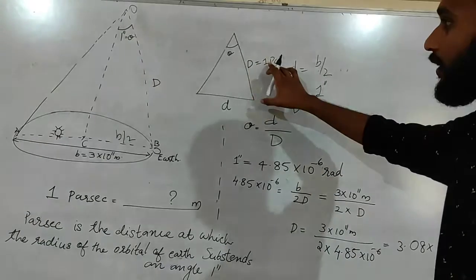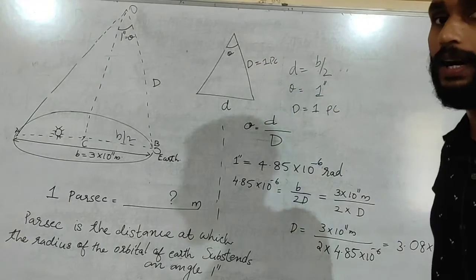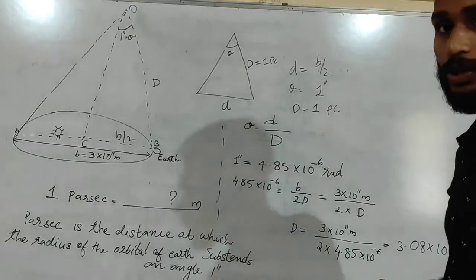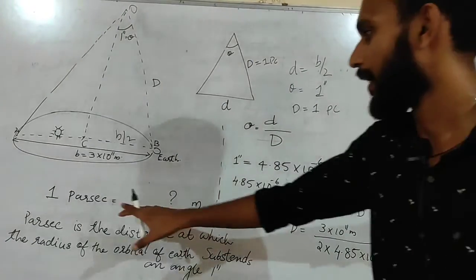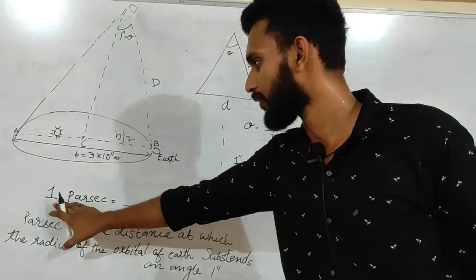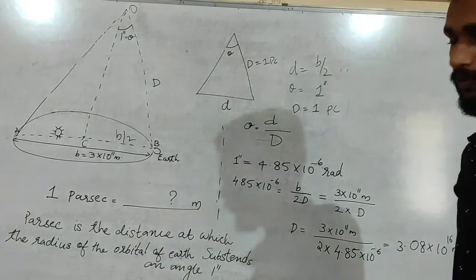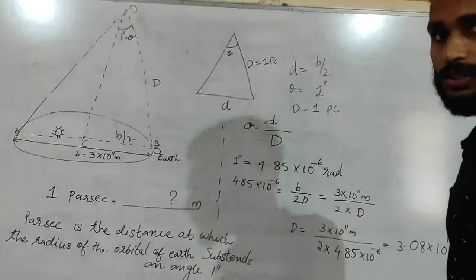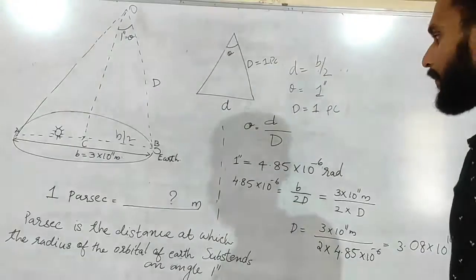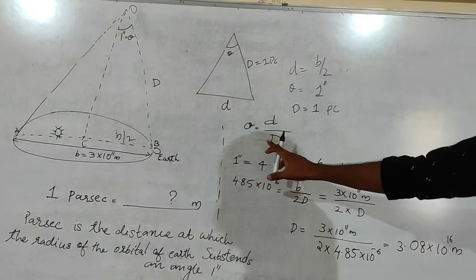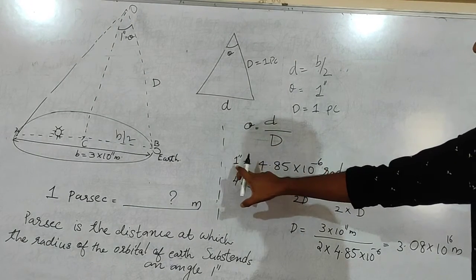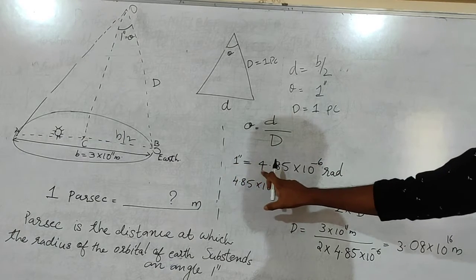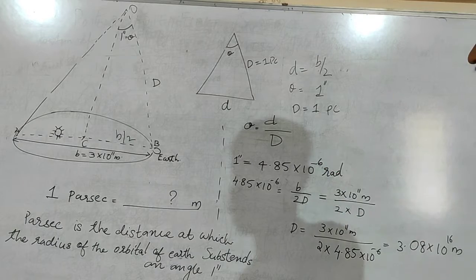So, already we have proved that D is actually 1 parsec, in parsec unit. Now, D in terms of meter you have to find. The actual question is that we have to find 1 parsec in terms of meter. For that, we can substitute the data we have obtained and find the D value. First of all you have to convert 1 second, the theta value, into radian. So, 1 second is actually 4.85 into 10 to the power minus 6 radian.